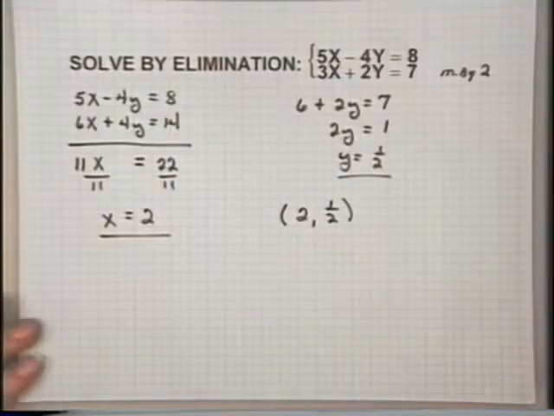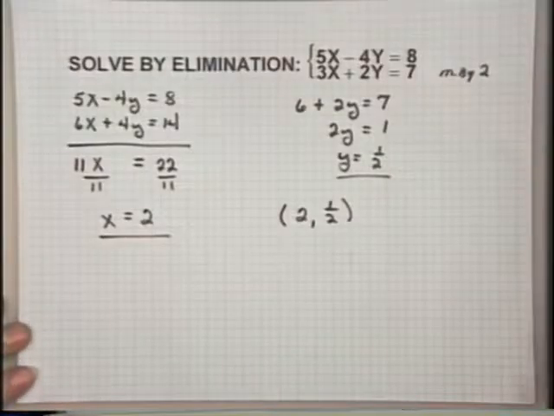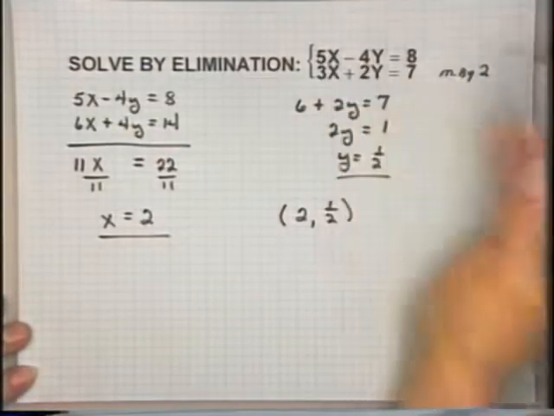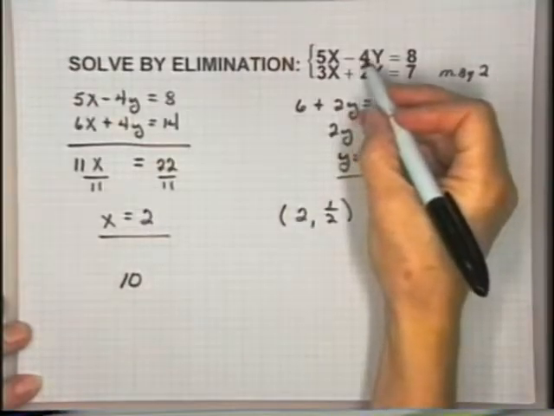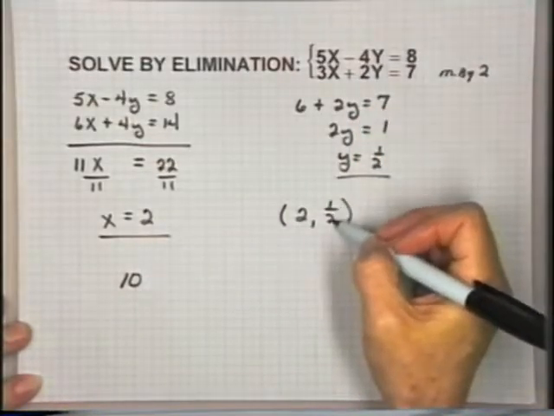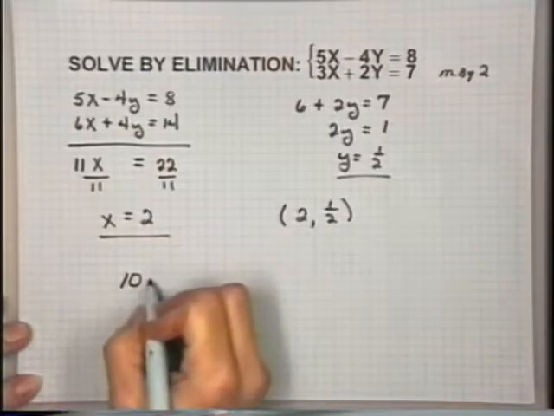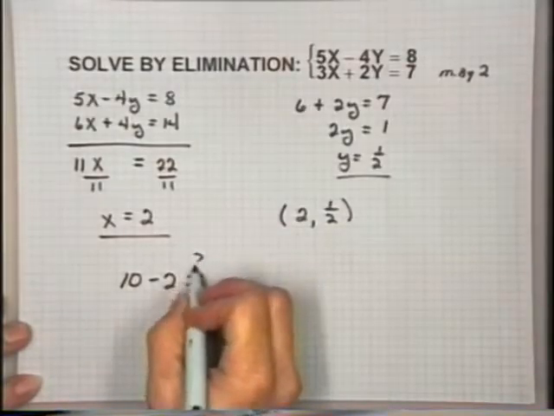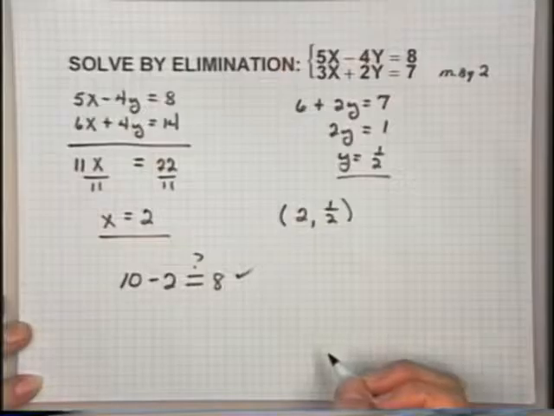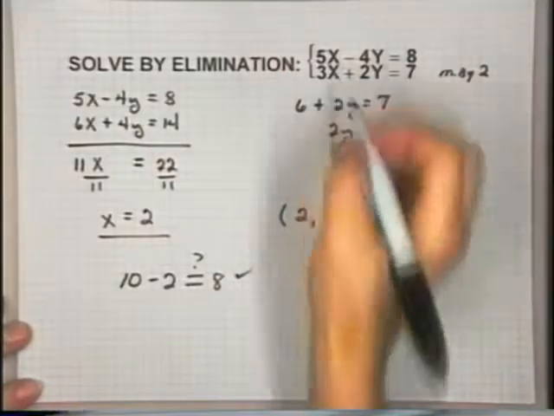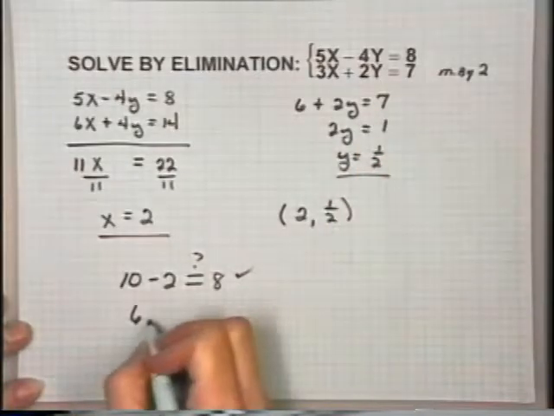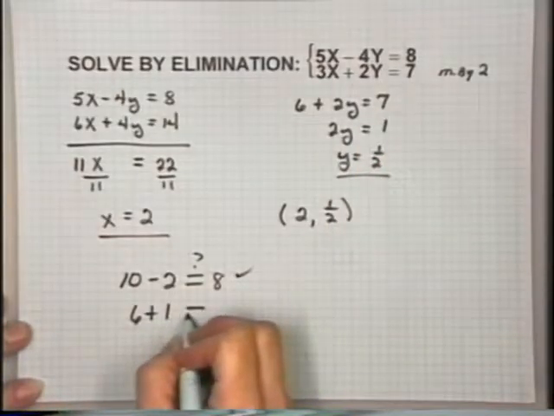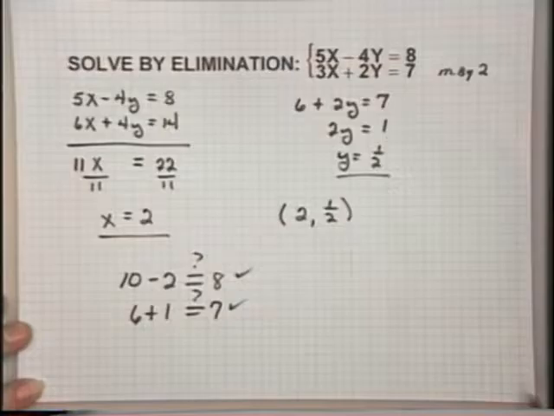Now I think I'll go ahead and check this one just to show you that we do need to do this. In my first equation, 5 times x, 5 times 2 would be 10. Negative 4 times y, well, if y is 1/2, negative 4 times 1/2 is a negative 2. Does that equal 8? And of course, yes, it does. And then in our second equation, if x is 2, 3 times 2 is 6, plus 2 times 1/2, 2 times 1/2 is a plus 1. Does that equal 7? And of course, yes, it does. So my solution does check.